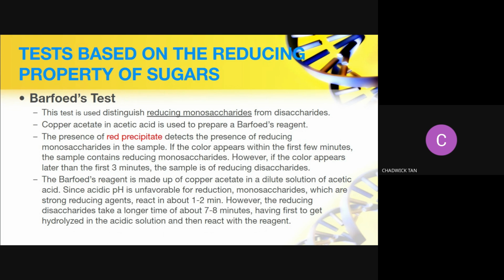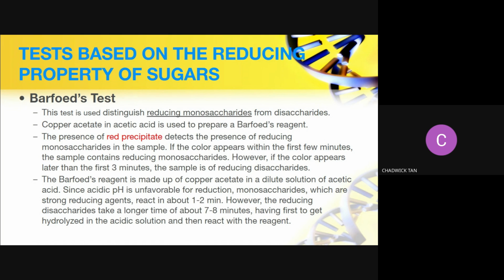So the next one is the Barfoed's test. This test is used to distinguish between reducing monosaccharides from disaccharides. So ang Barfoed's test may copper acetate ka in acetic acid. So here you look at the presence of a red precipitate. So this detects the presence of reducing monosaccharides in the sample. So if the color appears within the first few minutes, then the sample contains reducing monosaccharides. However, if the color appears later than 3 minutes, the sample is of reducing disaccharides.